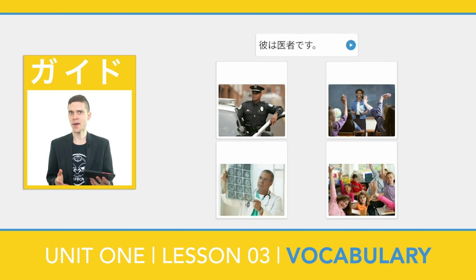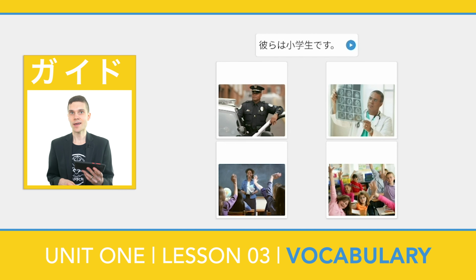So here we have occupations. So we have kare wa isha desu. Kare, our subject, he, marked with the wa particle, and then isha, meaning doctor, desu sentence ender to make it a statement. He is a doctor. Here we have karera, remember, that means they, and then shogakusei desu. Now shogakusei, you know, when I was playing this, I thought it just meant general student, but actually it means shogakusei is like elementary school students. So it's a different words for junior high, high school, and college students. But when you're saying elementary school students, shogakusei.